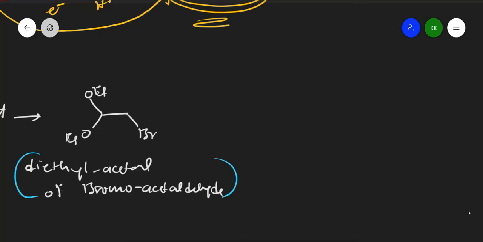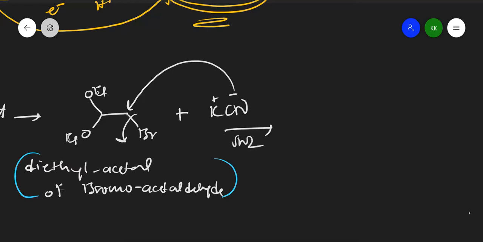Once he got this reagent, he added KCN. KCN means K plus and CN minus; it is ionic. This CN minus will attack here; bromine is a good leaving group and leaves the system. Simply, it is an SN2 reaction, and we get this product: OEt, again OEt, and here CH2, now CN.